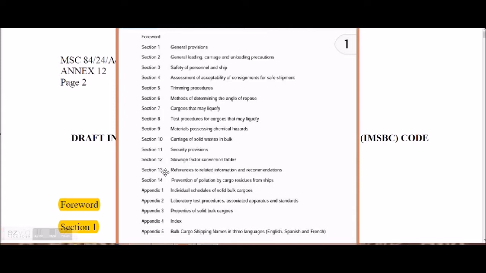Here the appendix number 5, this is bulk cargo shipping name in 3 languages. This came new. And section 14, that is prevention of pollution by the cargo residue from the ships. So this came new. So except this, these 13 chapters were there before, 1 to 13. So this is the content.